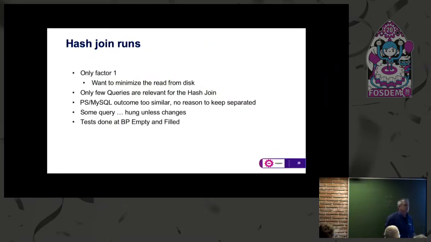Now, the hash join run I did only with factor 1, because I want everything in the buffer pool. Again, I try to minimize the disk. Only a few queries are relevant, the ones that have very significant hash joins. I also didn't keep Percona and MySQL separated, since they use the same algorithm. And interestingly, some queries hung unless a few changes were made, right? The tests were done with the buffer pool empty and then redone with the buffer pool filled, because you will see what happened.